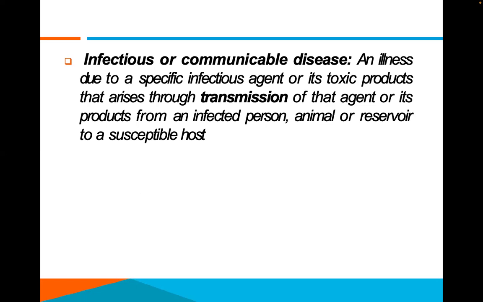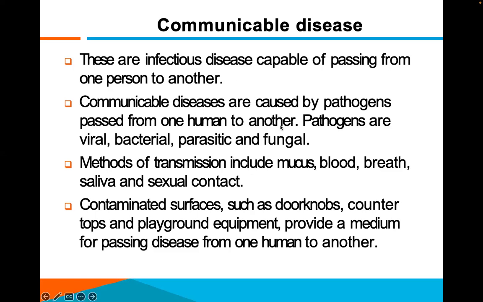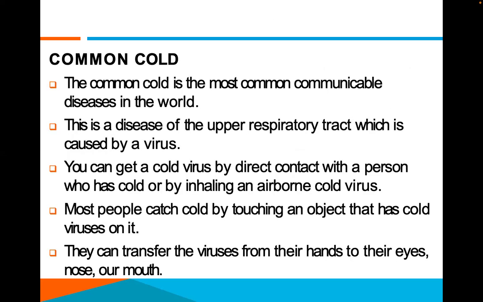What is therefore an infection or communicable disease? These are things you know already, but permit me to expatiate on it. An infection is an illness due to a specific infectious agent or its toxic product that arises through transmission of that agent or its product from an infected person, animal, or its reservoir. And that leads us to communicable diseases. Communicable diseases, my dear students, are just infectious diseases, and they are diseases that are capable of passing from one person to the other. This can be viral, bacterial, parasitic, or even fungal disease. Here, the mode of transmission could include one of many types. You can have mucus, blood, even breath, saliva, and even contaminated surfaces such as doorknobs and other fomites.